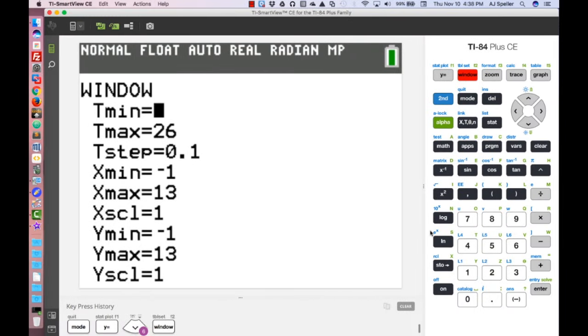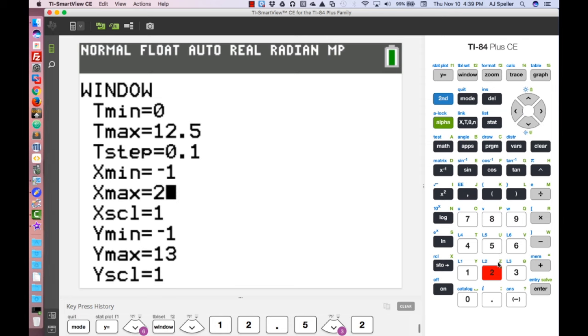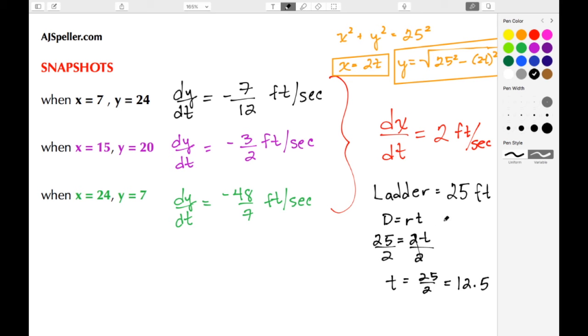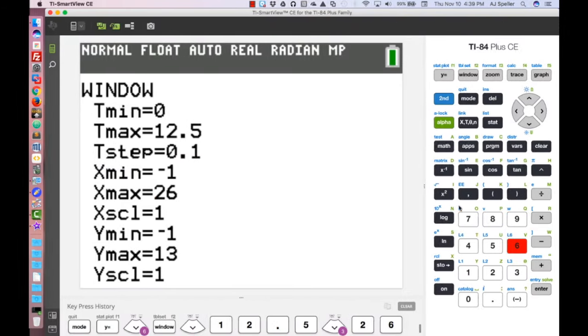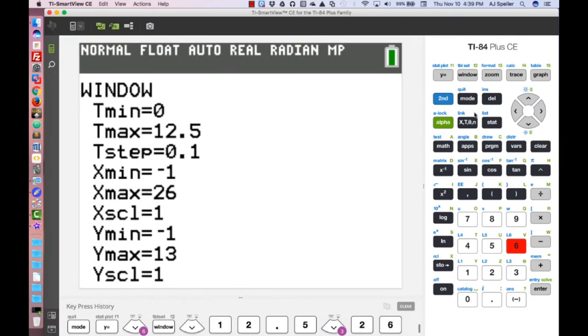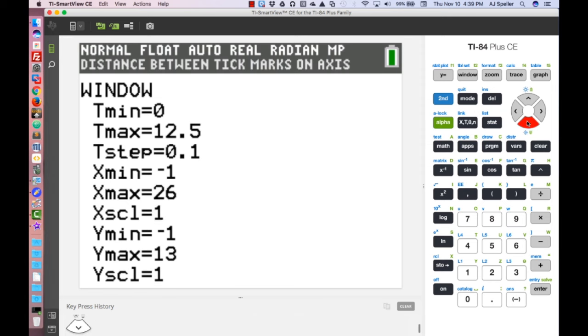So here in the calculator, we're going to arrow down, and for T max, we're going to put in 12.5 seconds. The step is still going to be a tenth. The X min is going to stay at -1. The X max, we're going to change from 13 to 26. The reason we're using 26 is because the length of the ladder is 25 units. We want to go one more unit, or a foot longer, so that it looks good on our model. We're going to keep the X scale the same.